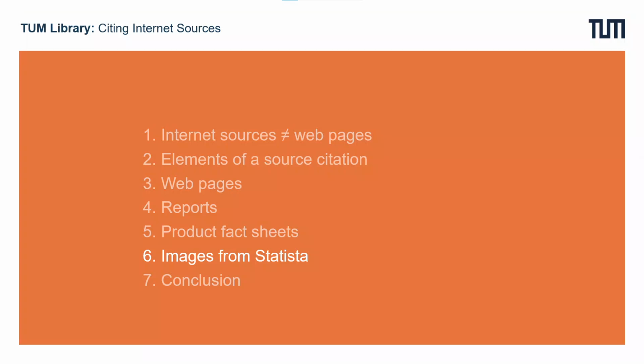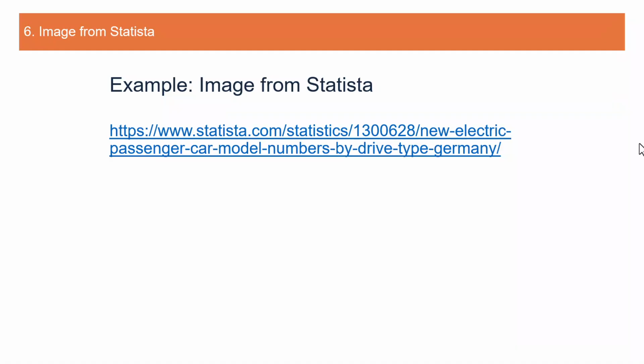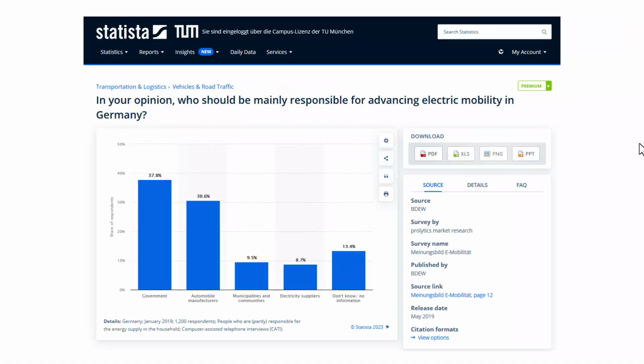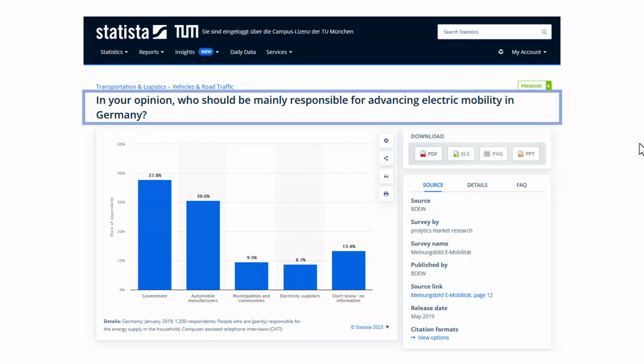So let's have a look at our last example, and this one is a tricky one. You can find it under this URL, and that's what we are going to cite, this image from Statista. Let's look for our 4 pieces of information. Here we have the title. When we have a look for the dates, we actually find different dates. We find January 2019 here in the details. We find 2023 in the copyright information. And then we have a release date which says May 2019.